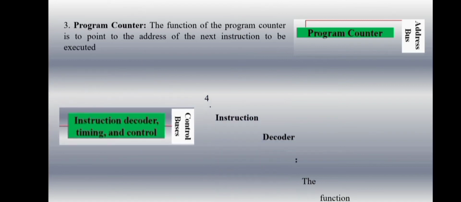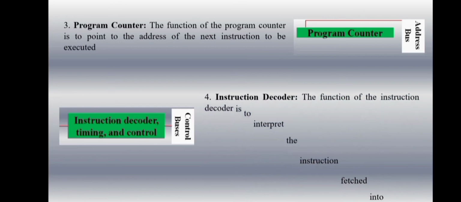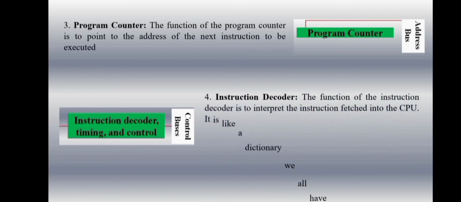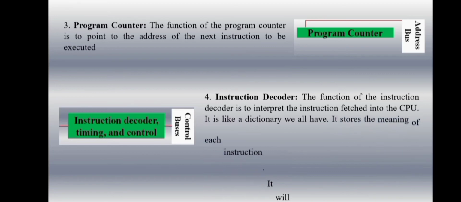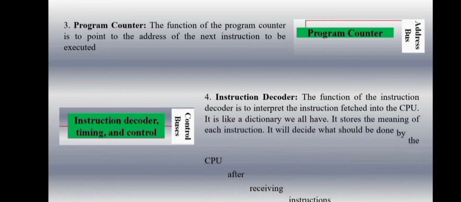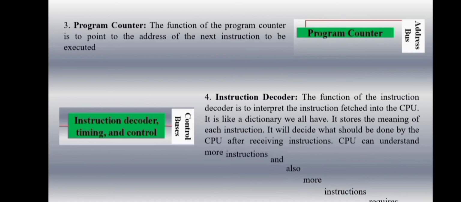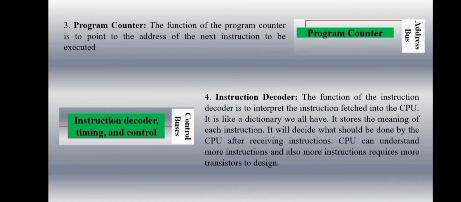The function of the instruction decoder is to interpret the instruction fetched into the CPU. It is like a dictionary we all have. Like a dictionary, it also stores the meaning of each instruction. It will decide what should be done by the CPU after receiving instructions, or we can say what steps the CPU should take upon receiving a given instruction.